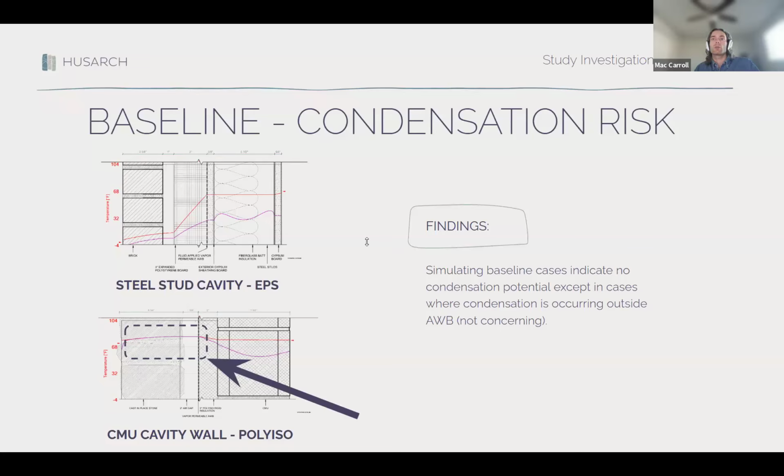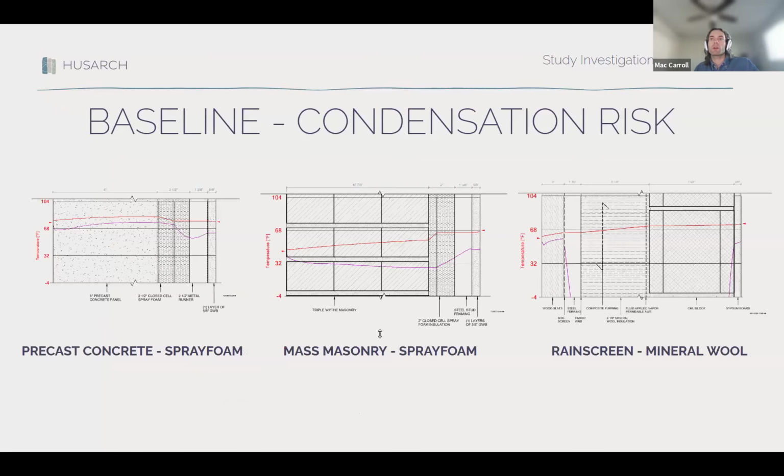But in the example on the bottom, you're seeing that match of the dew point temperature line in the stone veneer. That's not an issue because that's happening on the other side of the AWB. But yeah, that's kind of what we found after we ran it through all of the baseline insulation cases.